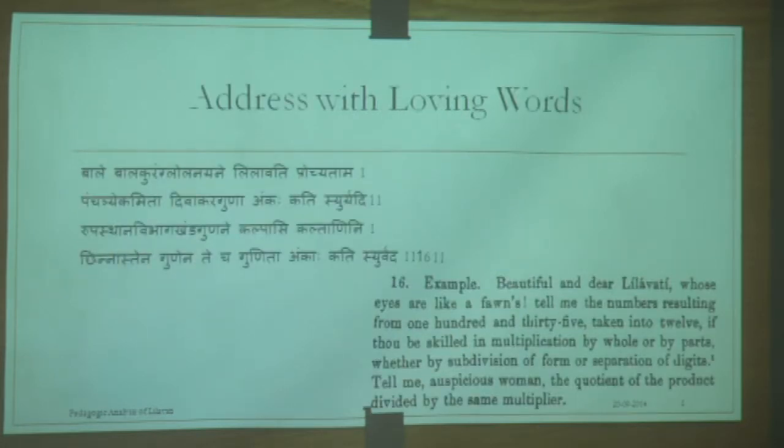And as I have already said, every time the author addresses the reader with a loving word, sometimes Bale, sometimes Lile, sometimes Mitra, like that. Here is one example which gets translated into: beautiful, dear Lilavati, whose eyes are lit, tell me the numbers resulting from 135 taken into 12, if thou be skilled in multiplication by whole or by part, whether by subdivision of form or separation of digits; tell me, auspicious woman, the quotient of the product divided by the same multiplier. This is how he addresses.